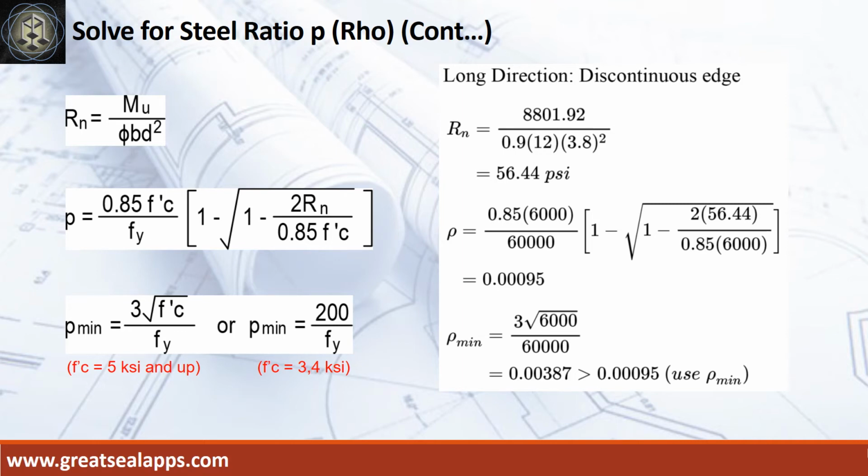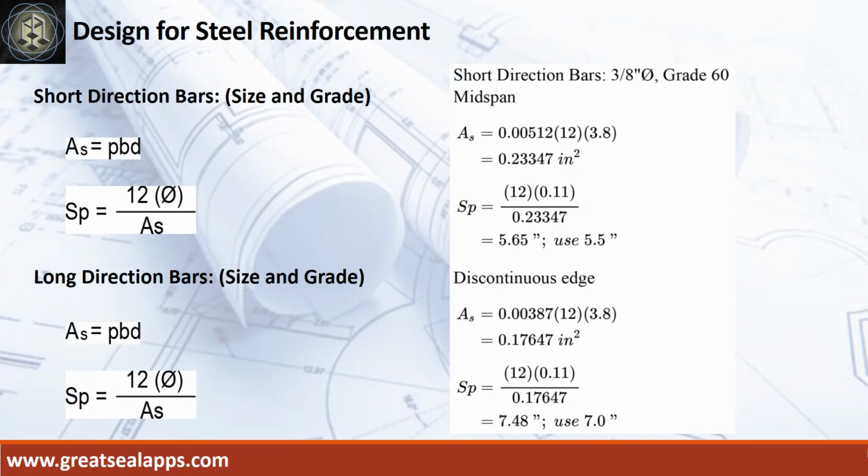Given long direction, discontinuous edge moment equals 8,801.92 inch-pounds, resistance factor equals 0.9, B equals 12 inches, and D equals 3.8 inches. The beam design ratio Rn equals 56.44 psi, and reinforcement ratio ρ equals 0.00095. Use ρ minimum of 0.00387.